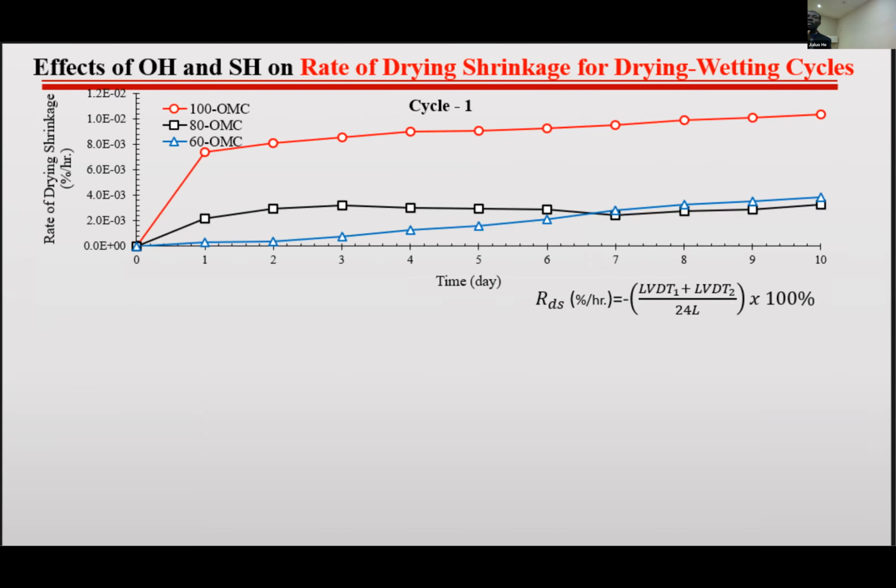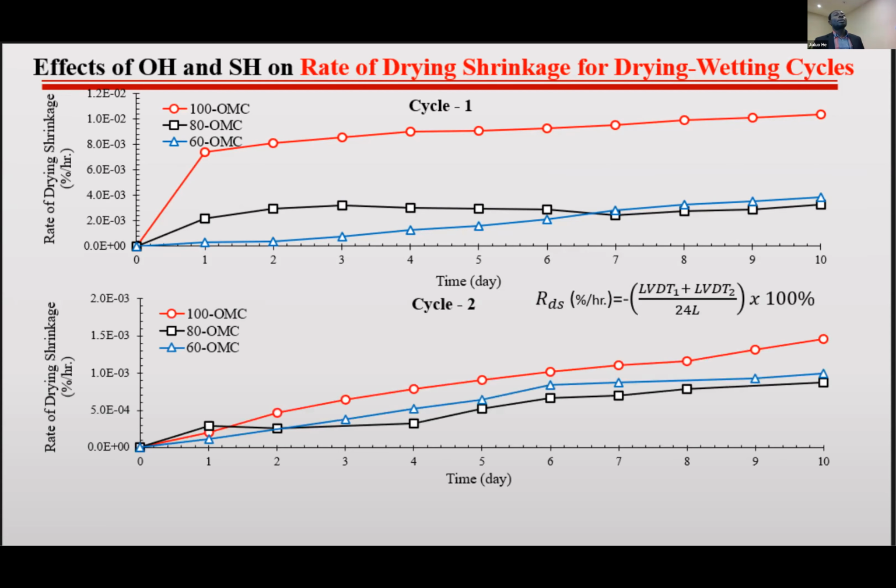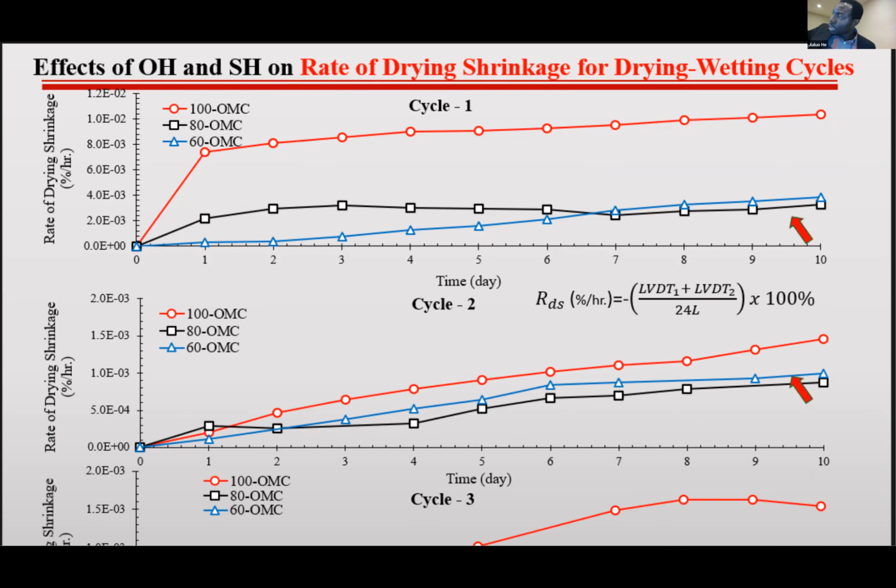So we measured the total shrinkage, and then I tried to convert it into the rate per hour. So this is what you observe. For the sample at optimum moisture content, the rate of shrinkage drying is intense compared to the 80 and 70. Even for the first 10 days, what is surprising is that the 80% moisture content shows the least drying shrinkage, even compared to the 60. The same thing happened in the second and third cycles. As you can see, in all 3 cycles, the black line shows the least.